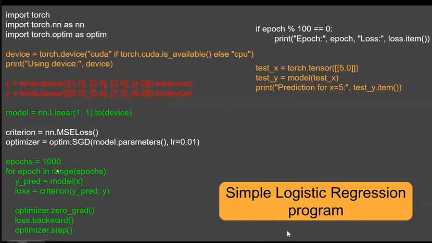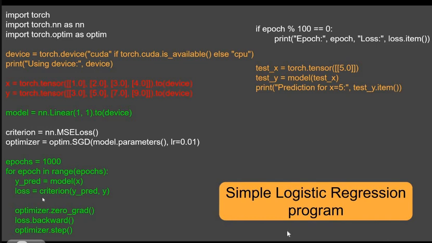Here we have defined epochs. So I'm running this program for 1000. Since data is less, it's better to run for longer epochs so that the program can get better trained. And now this is just a for loop, and in each epoch, we have y_pred is equal to model(x). So y_pred is basically the prediction that the model will make.